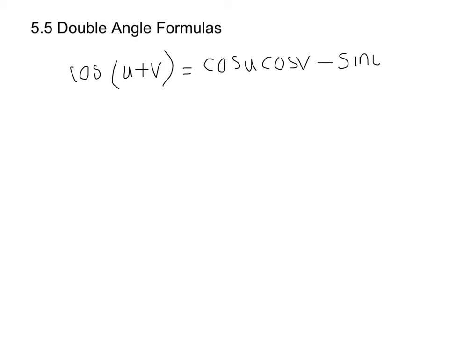So we talked about the sum and difference formulas. We talked about taking the cosine of an angle, u plus v, and then being able to write that out as a sum or difference formula, and then using that to simplify an equation. And so the double angle formulas, we're actually going to use the sum and difference formulas to derive them, and we'll do that on the next screen.